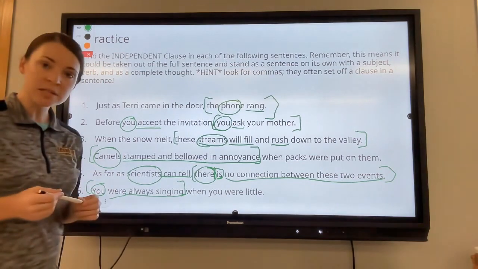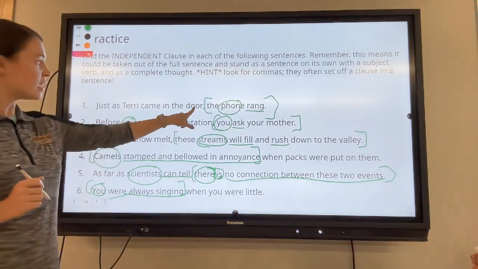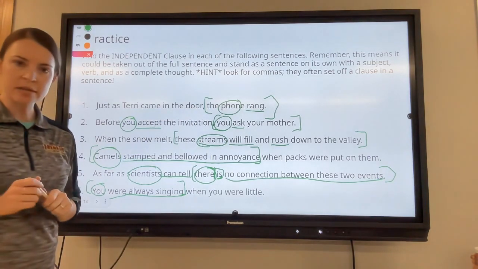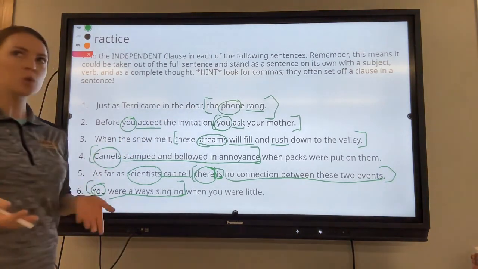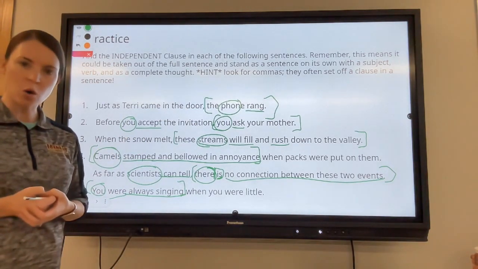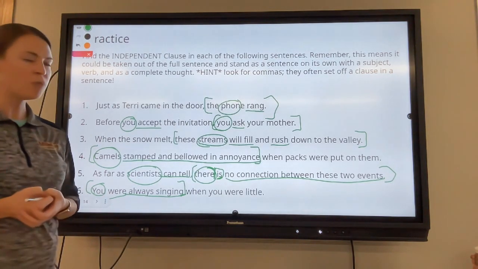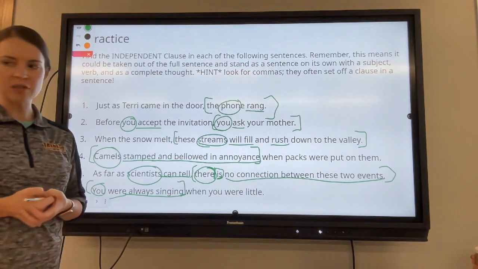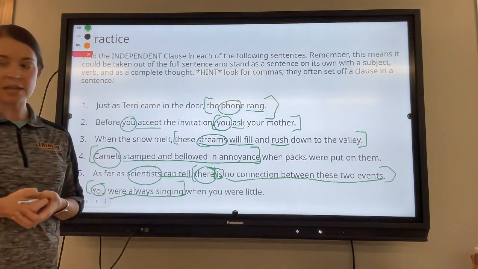So as you can see in these sentences, there's a couple things we need to look for. The first thing is, do you see a comma in that sentence? And will that be helpful for you? And the second thing is, when you lift out that independent clause, can it stand alone as its own sentence and still make sense? Hopefully that helps you as you dive into your assignment. The next video is going to be going through your worksheet on independent clauses.